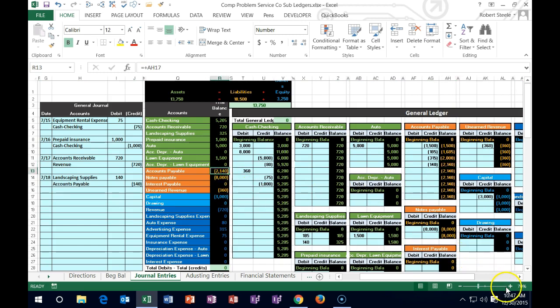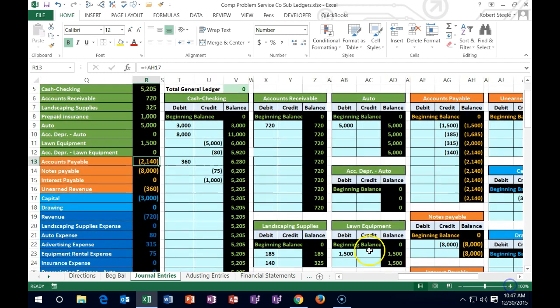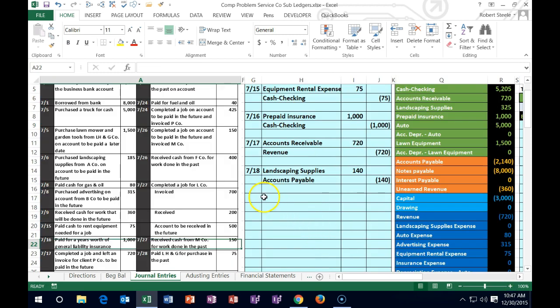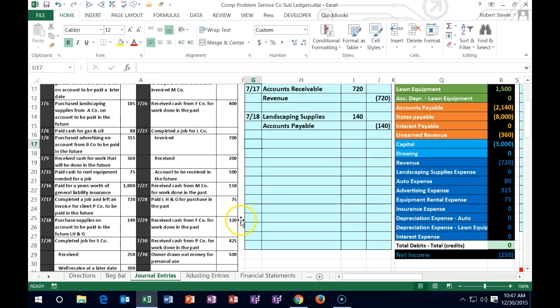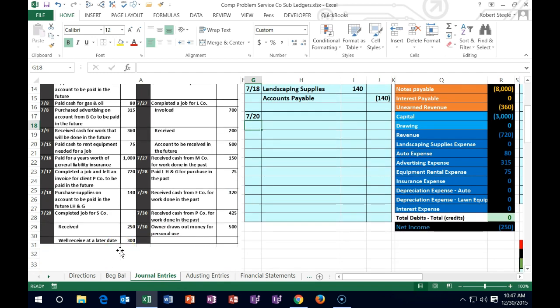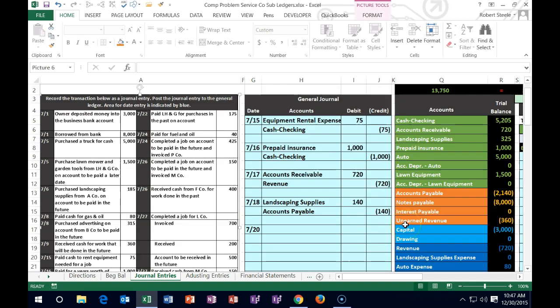All right, let's make this large again, going back up to 100%, so we can actually see some stuff on the screen. And we're going to scroll down, and we are now on 720. 720 says we completed a job for S company, received 250, and will receive at a later time 300. All right, so is cash affected? Yes, it says we received 250 for the job. So we're going to say cash is affected.